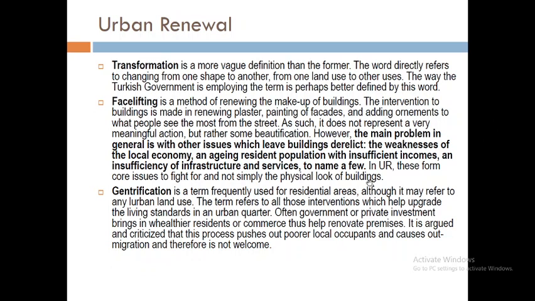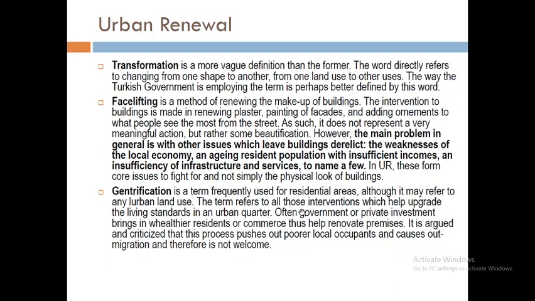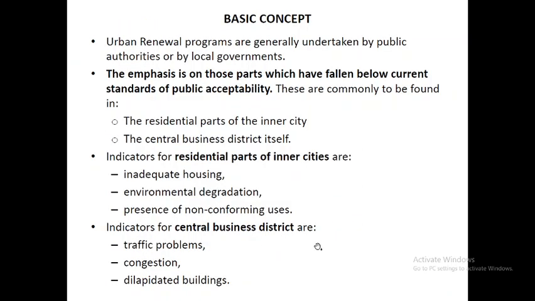So, in urban renewal, we saw rehabilitation, transformation, facelifting, gentrification, and revitalization, which is rejuvenation, and also conservation and preservation aspects in some of these. Why this is getting replanned is to control future growth, and also for a healthy environment, proper land use, to correct the mistakes, and also correct the density, land use, communication, and proper utilization of parks, playgrounds, land uses, and public utility. This is the main objective of urban renewal.